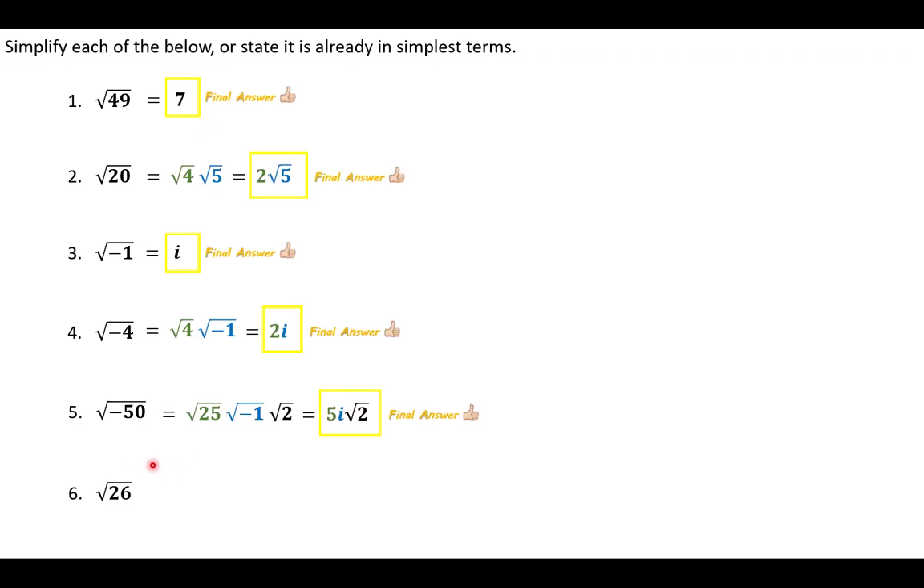But remember, not all square roots can be simplified. Square root 26 is already in simplest terms because we can't express 26 as a product using a perfect square. We could obtain 26 from 2 times 13, but neither 2 nor 13 can be simplified the way the square root of 4 or the square root of 25 can be.